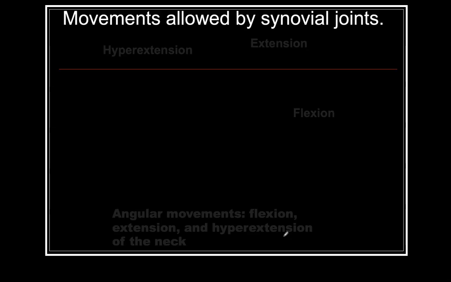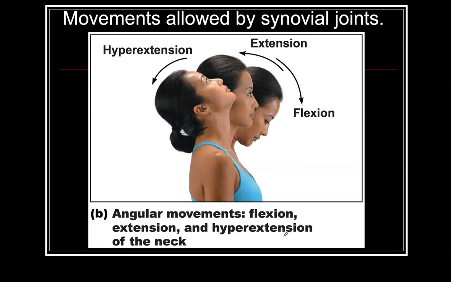So I'll show you this. It'll be easier to show you in some images here. So here, as you move your head down, that's flexion, okay? As you move your head back from that downward movement, where you decreased the angle between these bones, and you moved your head back to anatomical position, that's extension, okay? And then hyperextension is when you extend it past anatomical position, okay?